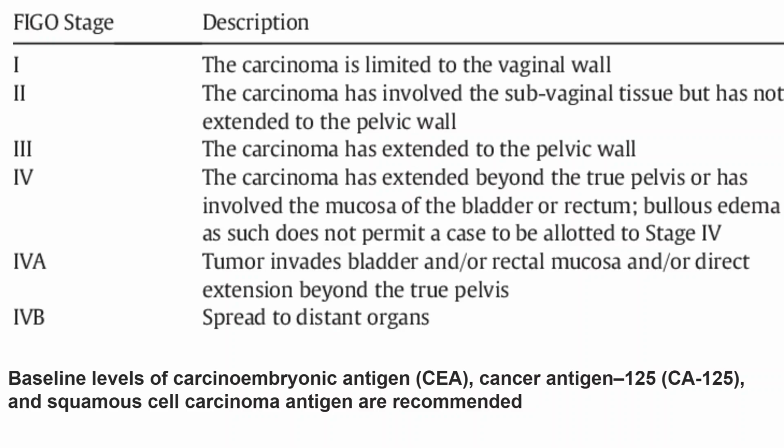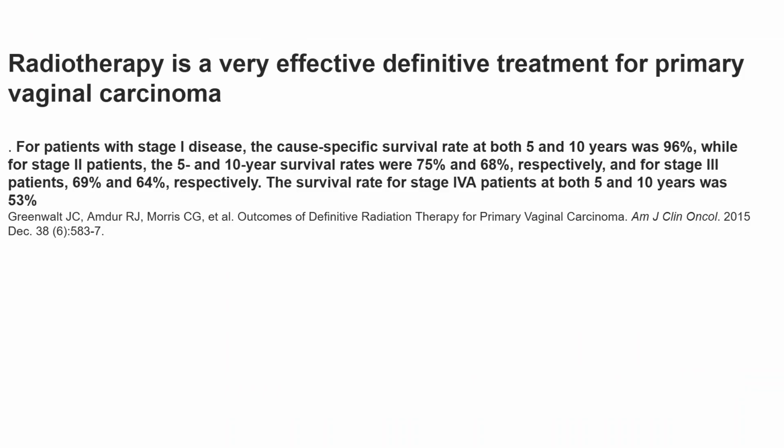And the carcinoembryonic antigen (CEA) tumor marker is seen to be quite high in the majority of the patients, and hence for screening of vaginal cancer, study of the tumor marker CEA is recommended. As for treatment, radiotherapy is very effective and a definite treatment for primary vaginal carcinoma. For primary vaginal carcinoma, radiation is the better treatment.